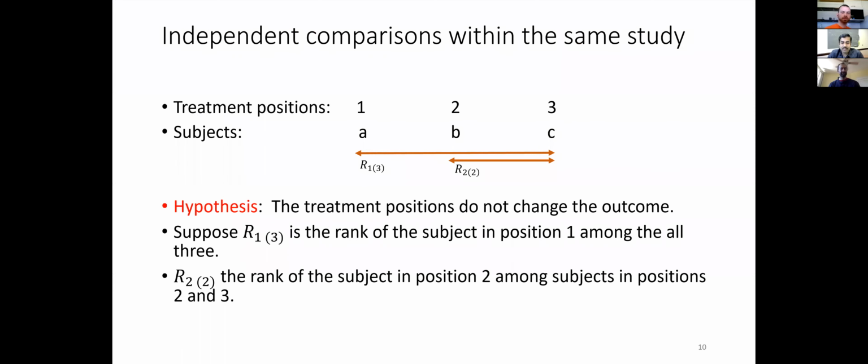R23, on the other hand, is the rank of the subject in position 2 among the subjects in positions 2 and 3. So even without ties, it's going to be either 1 or 2. I haven't talked about the treatment assignment yet. I have just given you an idea of the hypothesis and the two comparisons.